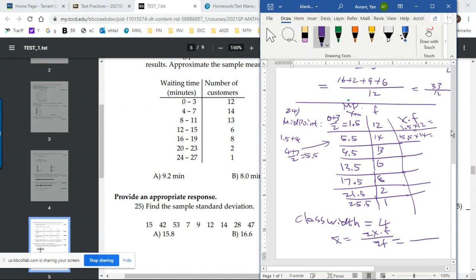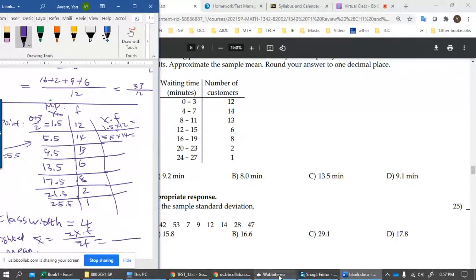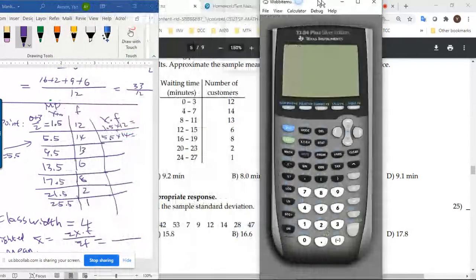This is called a weight, I'm sorry, not a class width. This is called a weighted mean. Okay. The good news is I can put this whole thing into the calculator if you don't want to calculate this one right here. So I can put this whole thing into the calculator and I can find a weighted mean from the calculator. That is the good news.